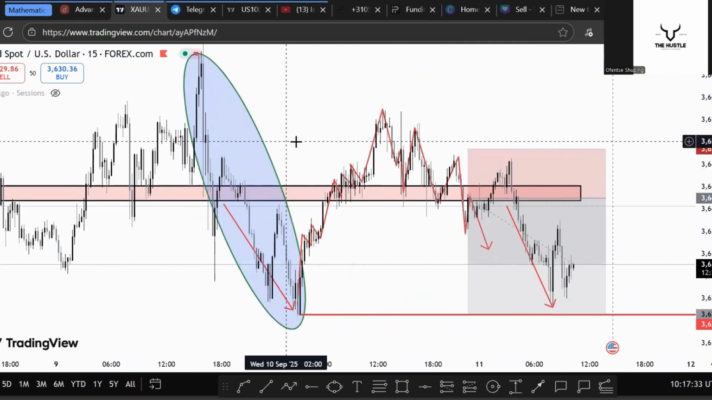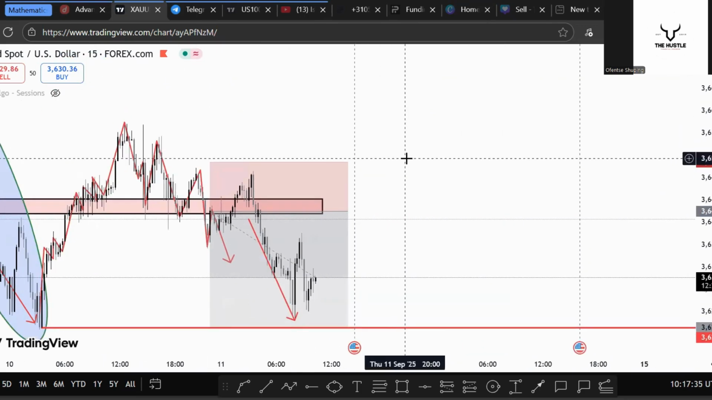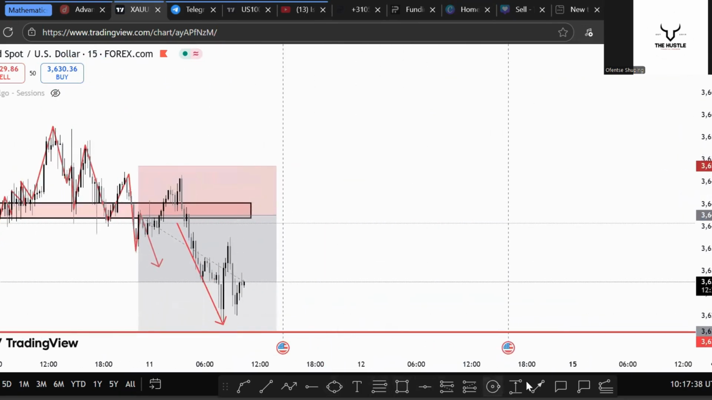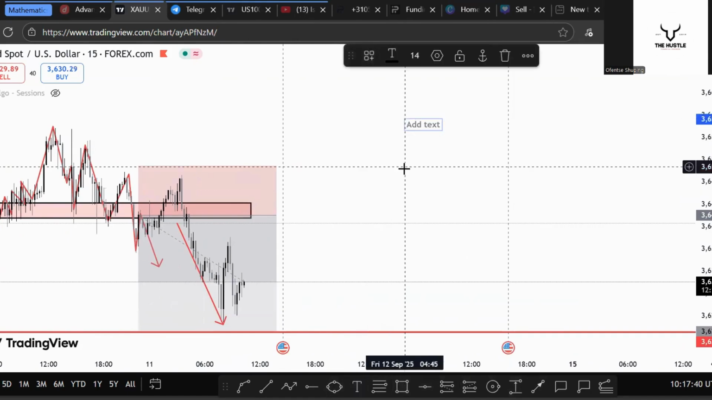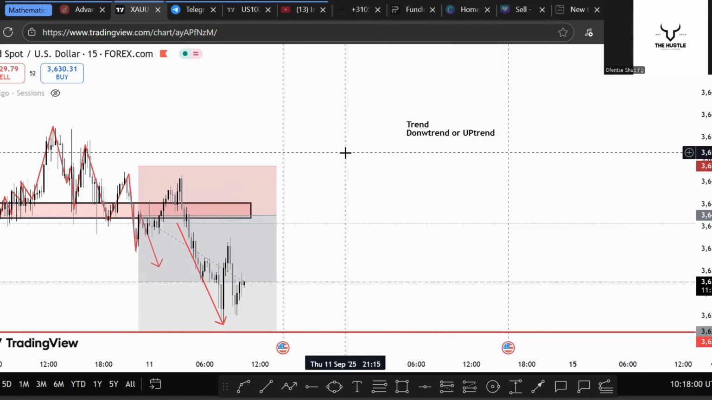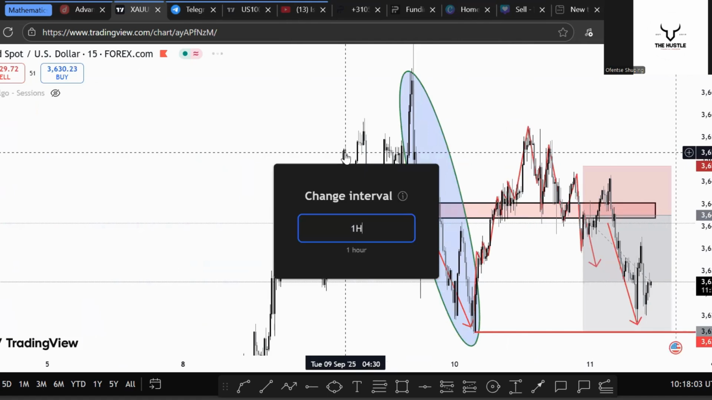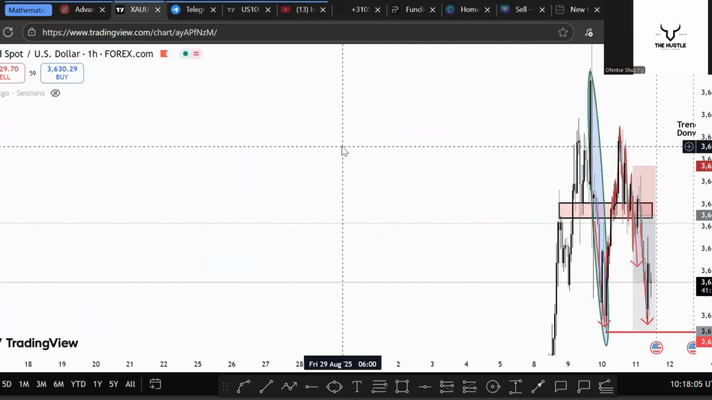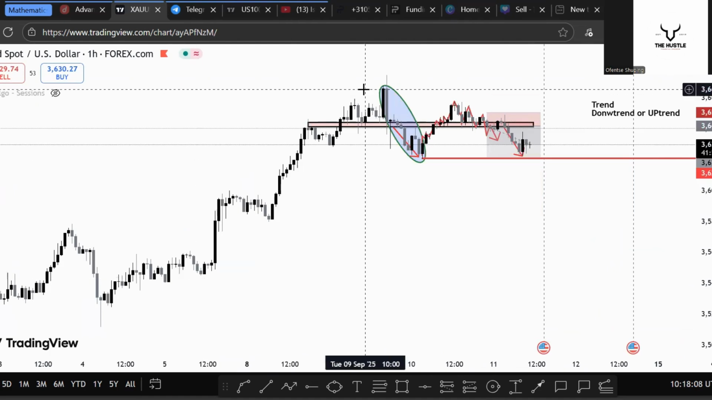But one thing you also want to be mindful of is the trend. Understand what trend you are in, whether you are in a downtrend or an uptrend, right? We were in an uptrend, right?